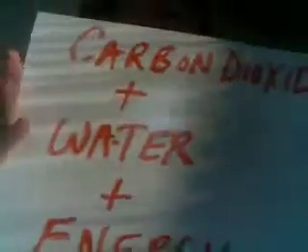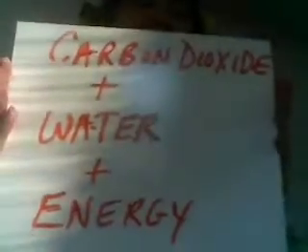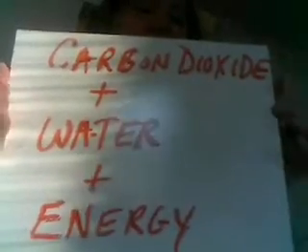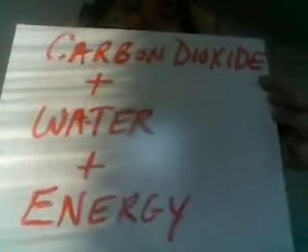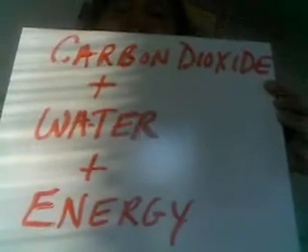And what else do we need? Well, we need that late afternoon sun, that sunlight. We need the energy from that sunlight. So the plant carries out photosynthesis using carbon dioxide, water, and energy, and that energy comes from the sun. And those, we said, are the reactants in photosynthesis.